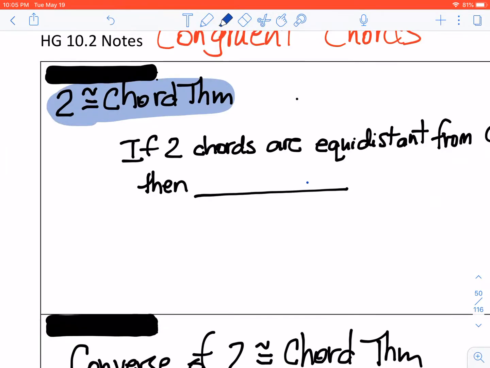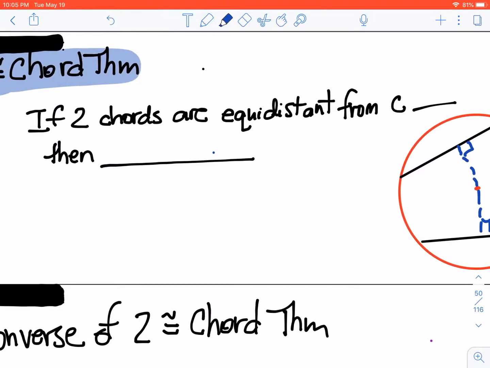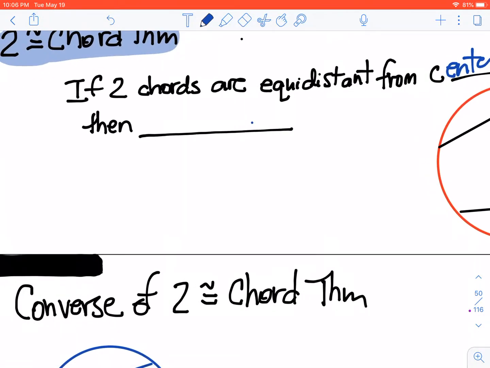So this is kind of like a definition, except we could prove this, so it's not a definition. But if two chords are equidistant, what does it mean to be equidistant? Well, equidistance is measured from the center of the circle. So here is the distance in blue. And again, that distance would have to be perpendicular. So if those two distances are the same, then the chords are congruent. All right?